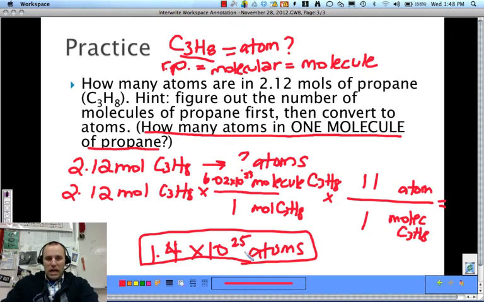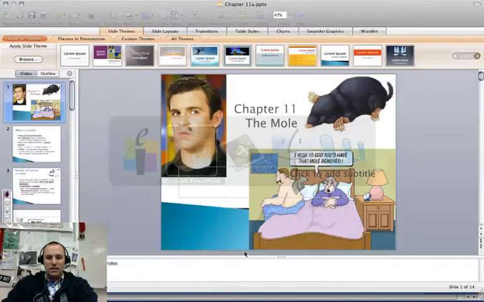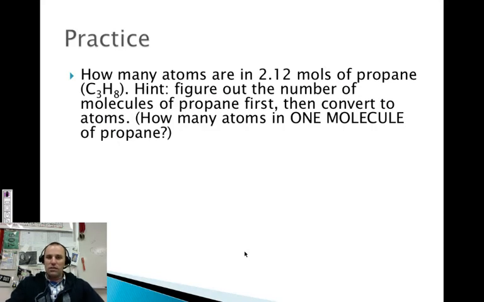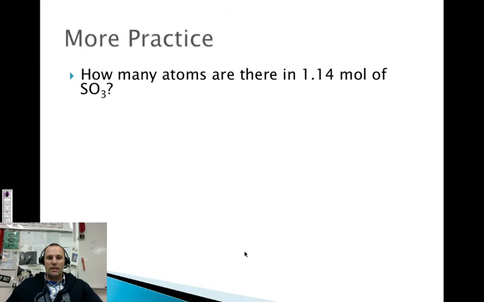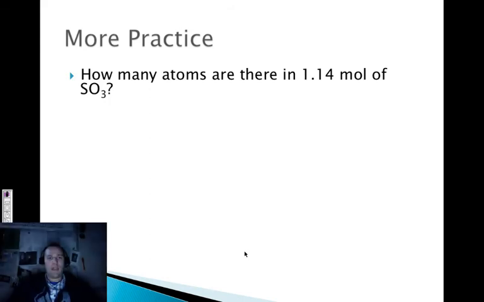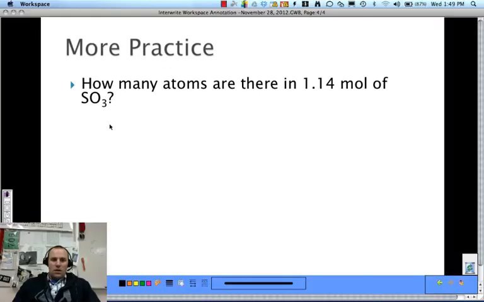Are you confused yet? This is going to take lots and lots of practice, as always. So let's do some more practice. See if you can answer this question on your own right now. Hit pause, try it. How many atoms are there in 1.14 moles of SO3? Let's do the work.